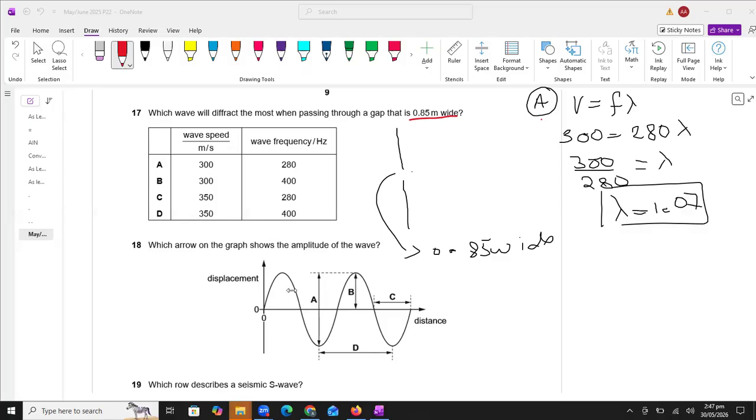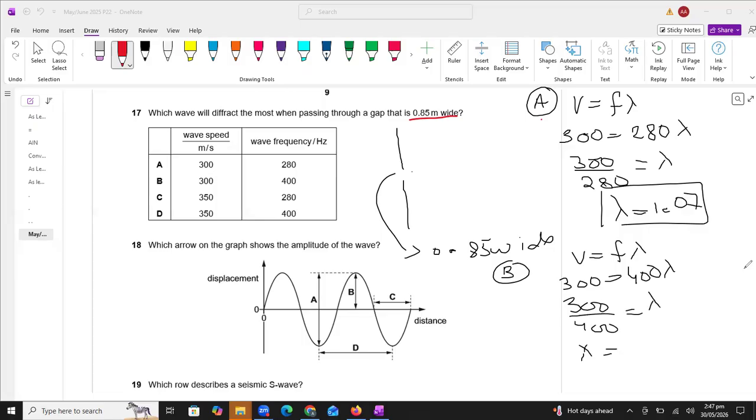All right. Now we will solve for the second option, option B. Again, we will use the formula V is equal to f lambda. So V is 300, frequency is 400 multiplied by wavelength. So 300 divided by 400. So its wavelength is 0.75 meters, smaller than the gap size. So this wave will diffract least, because its wavelength is smaller than the gap size.